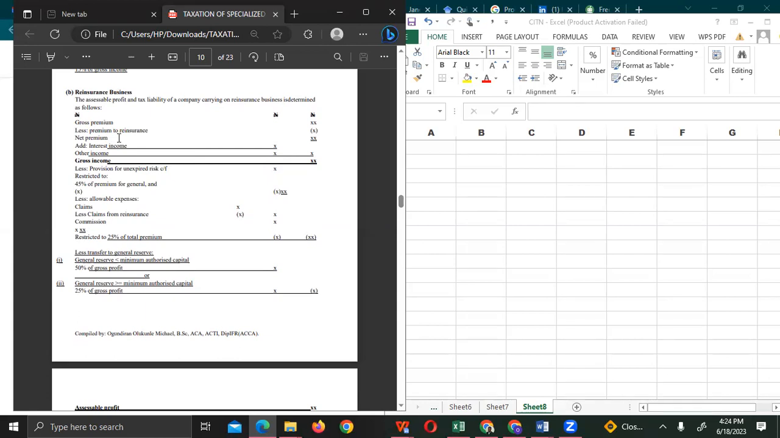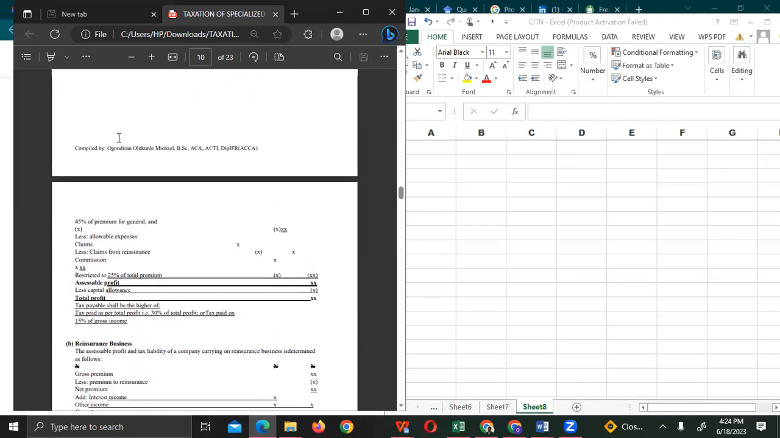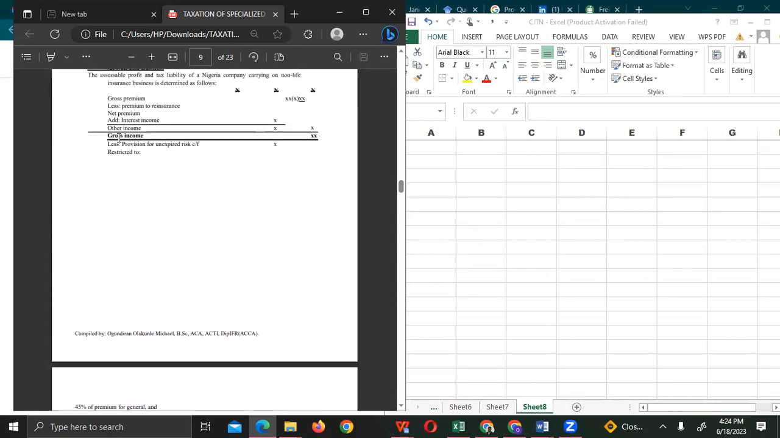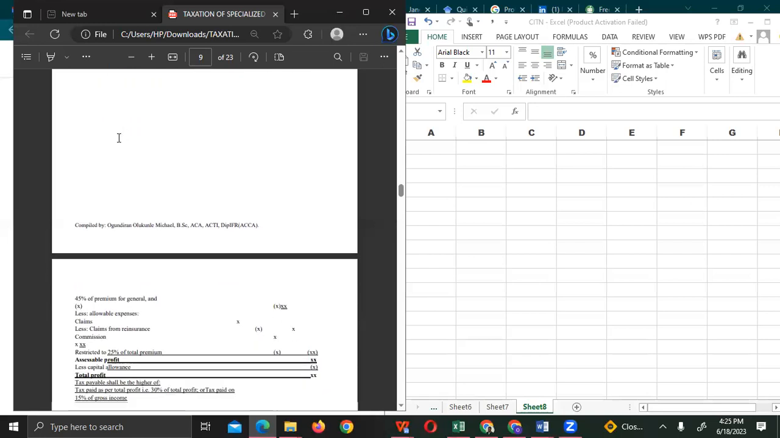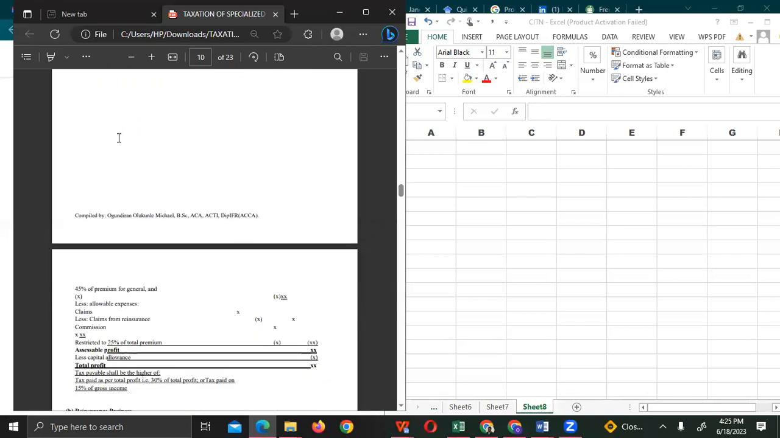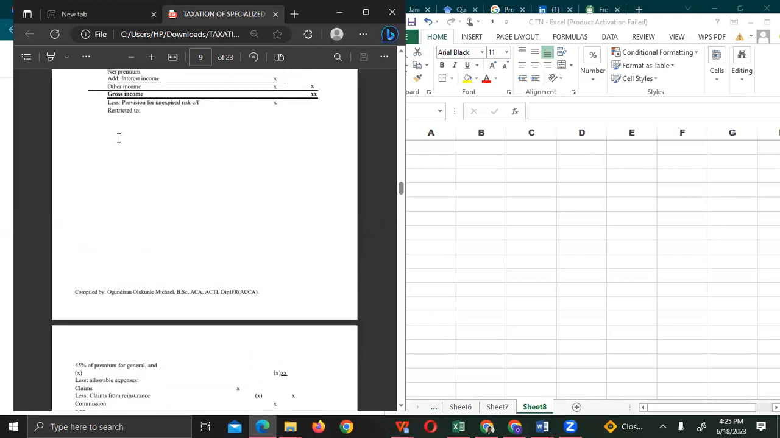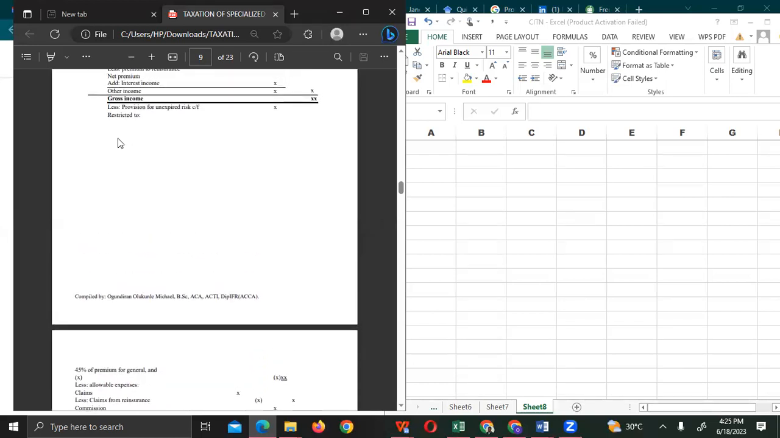Please, I come again. I was saying that for resident companies, to determine the tax liability, you have the gross premium, less premium to reinsurance. Then when you less the reinsurance premium, what you have will be your net premium. And then you add your interest income. Then you have your gross income, right? From that, you deduct your provision for unexpired risk.